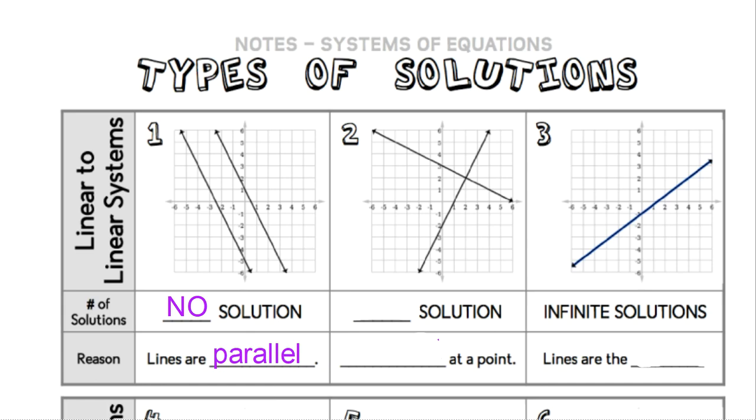In the second one, we can see that those two lines intersect one time. So there is one solution to that system of equations, and that's because they intersect at one point.